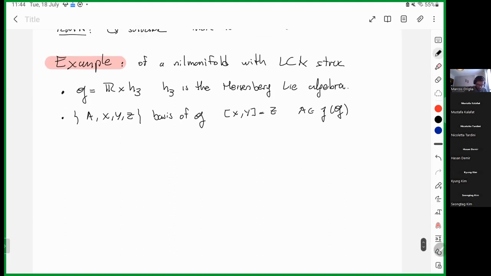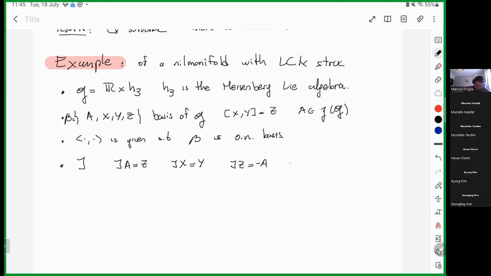So how to work? We need to start by defining our structure. First of all, the metric, or the inner product. It's given such that the basis, which we call beta, is an orthonormal basis. It means that the basis vectors have length one and are orthogonal to each other. Then the complex structure. We need to define J. We will do it by sending A to Z and X to Y. Since it has to satisfy the condition that the square is minus the identity, then Z goes to minus A and Y goes to minus X. You can check as an exercise that the integrability condition is satisfied. It's really a complex structure.